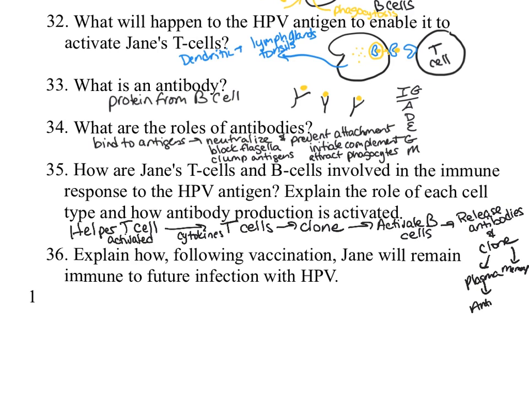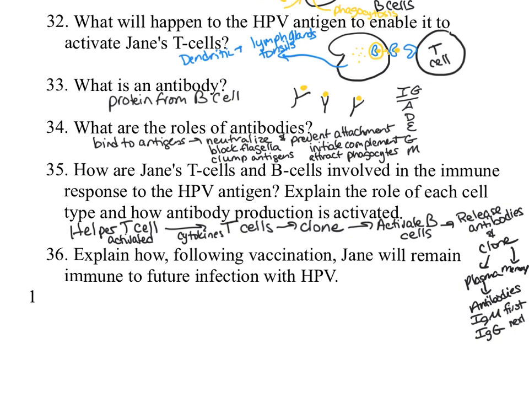There can be a lag of a few days to weeks before antibodies are produced, and levels of IgM antibodies will initially rise, followed by a rise in levels of IgG antibodies. Antibody levels will eventually level off and fall once the antigen or infection has been cleared. Last question, question number 36. Explain how, following vaccination, Jane will remain immune to future infection with HPV.